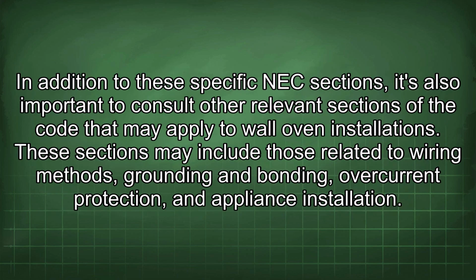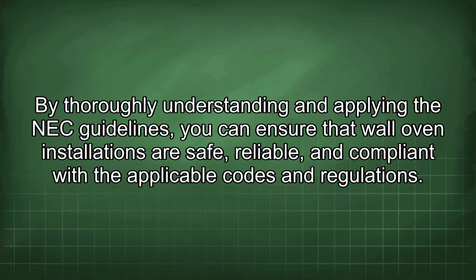In addition to these specific NEC sections, it's also important to consult other relevant sections of the code that may apply to wall oven installations. These sections may include those related to wiring methods, grounding and bonding, overcurrent protection, and appliance installation. By thoroughly understanding and applying the NEC guidelines, you can ensure that wall oven installations are safe, reliable, and compliant with the applicable codes and regulations.